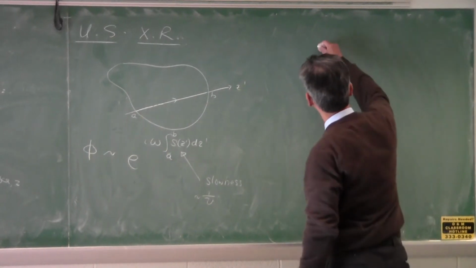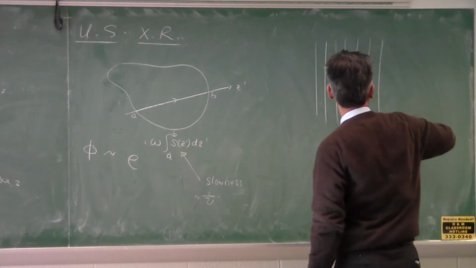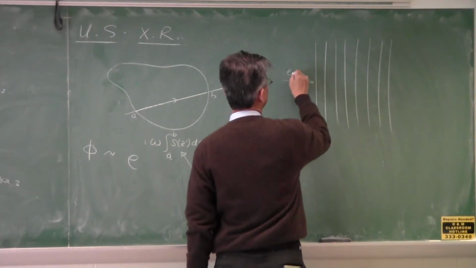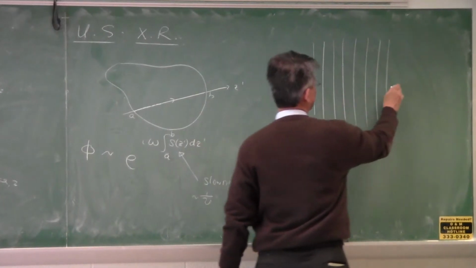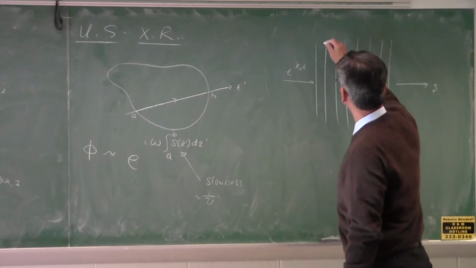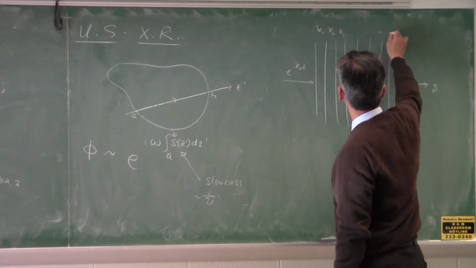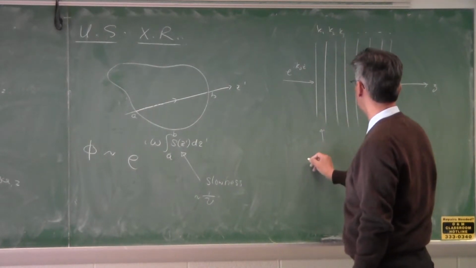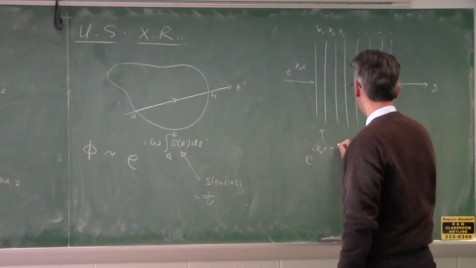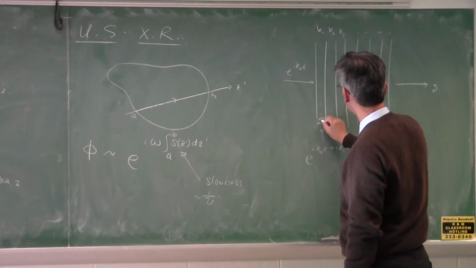So if I have a layer material, and if I send a wave through here from free space to this layer material, and this is K1, this is K2, this is K3, and so on. When it goes through the first layer, the phase that it accumulates will be K1 delta Z. Let's assume that this is delta Z, right?